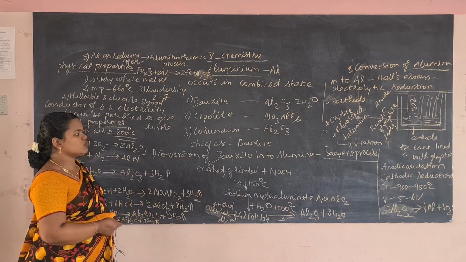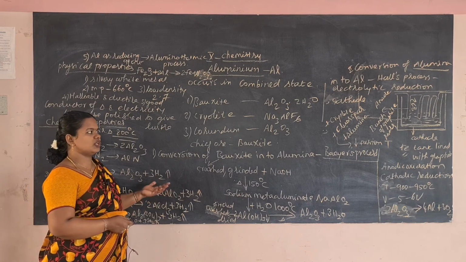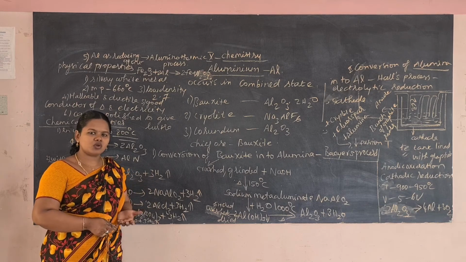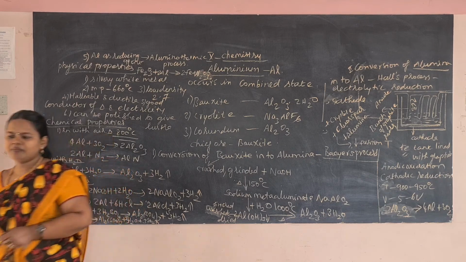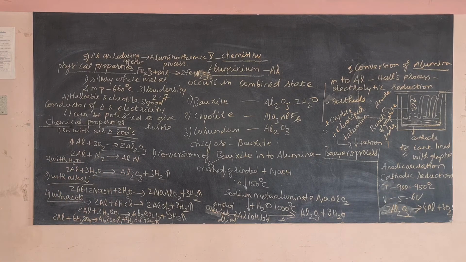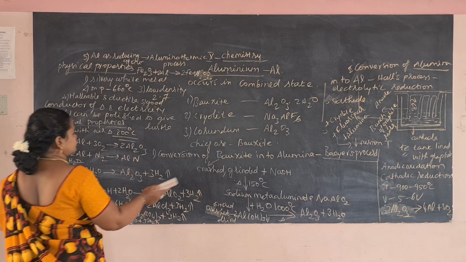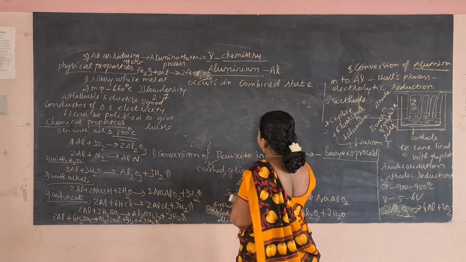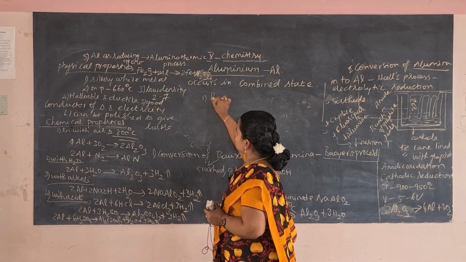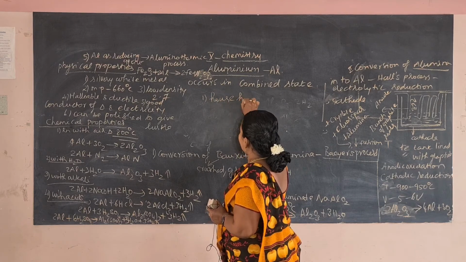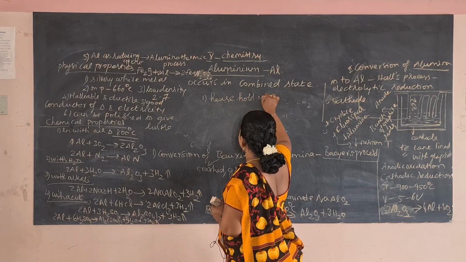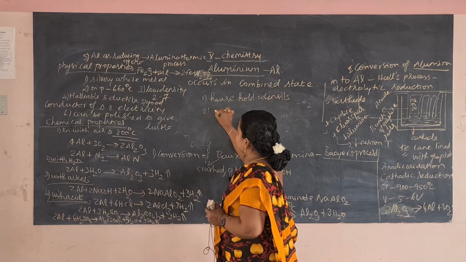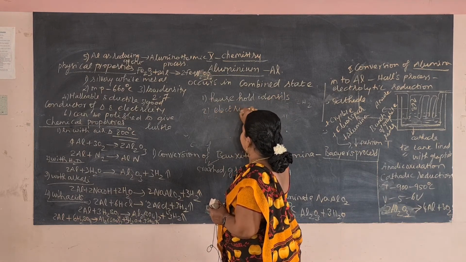Then some of the uses of aluminium, we know it is used in household utensils. It is used in household utensils, in making aeroplanes and in making industrial parts. So aluminium is used in household utensils, in the electrical cable industry.